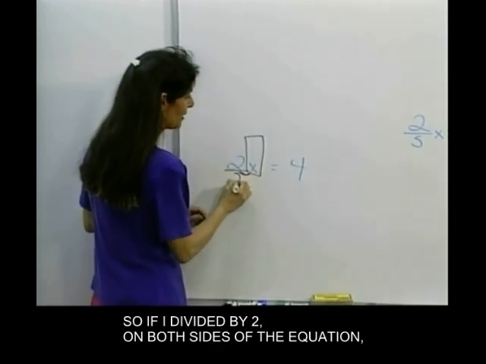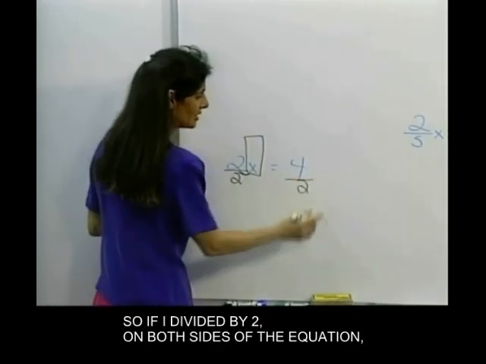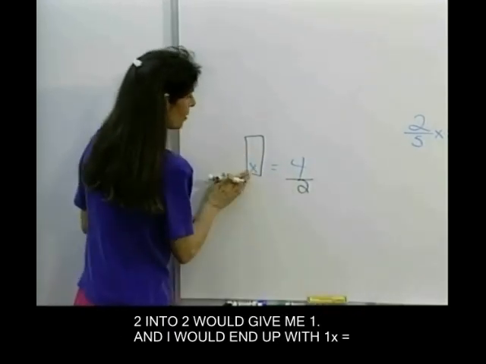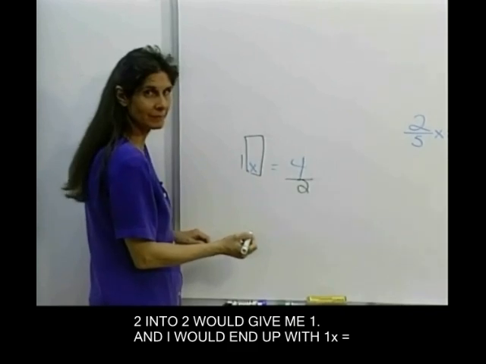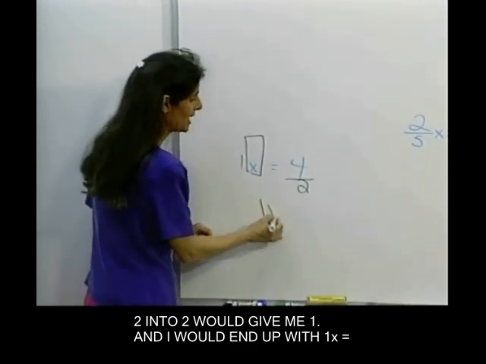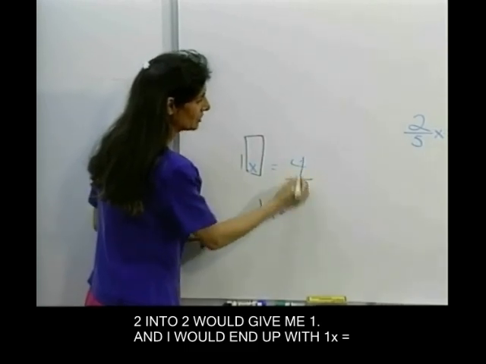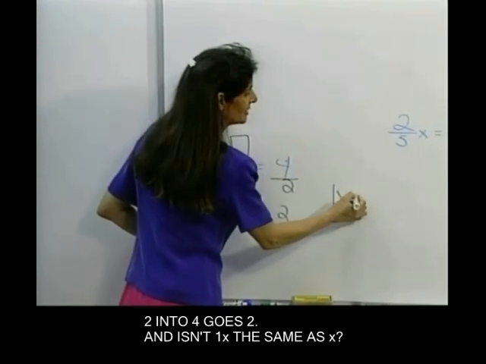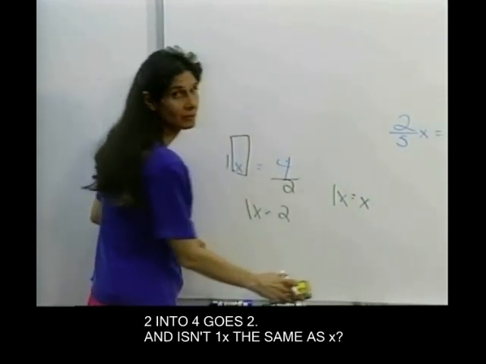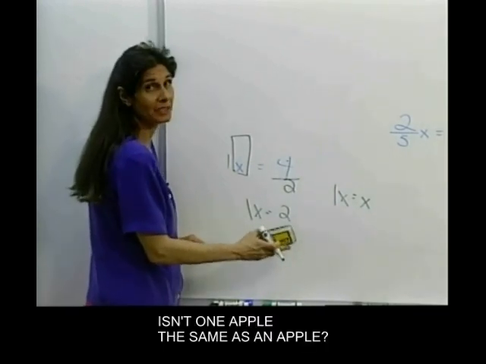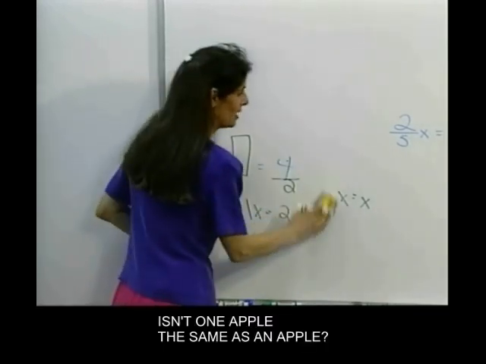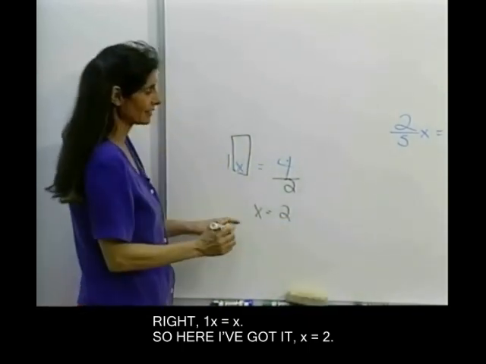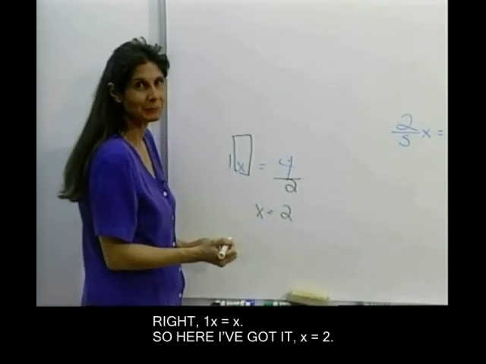So if I divided by 2 on both sides of the equation, 2 into 2 would give me 1. And I would end up with 1x equals 2 into 4 goes 2. And isn't 1x the same as x? Isn't one apple the same as an apple? Right, 1x equals x. So here I got it, x equals 2.